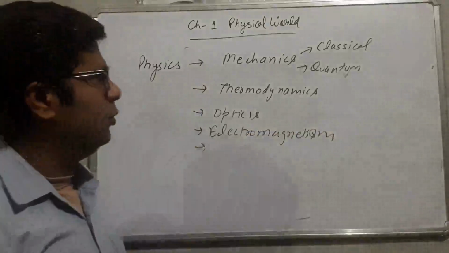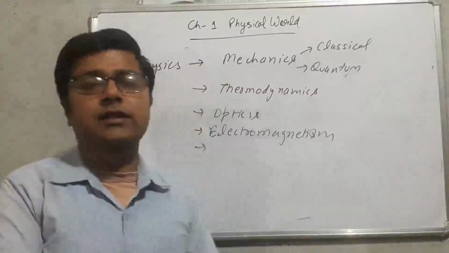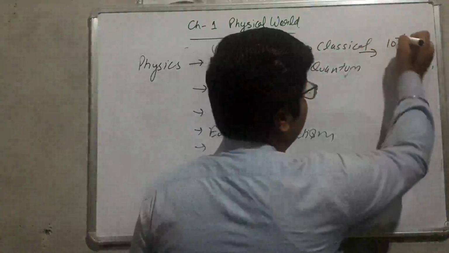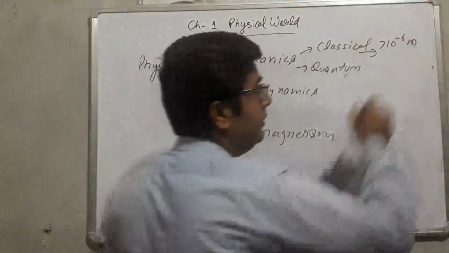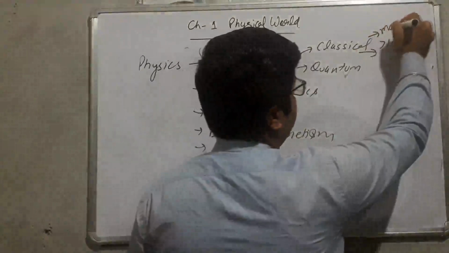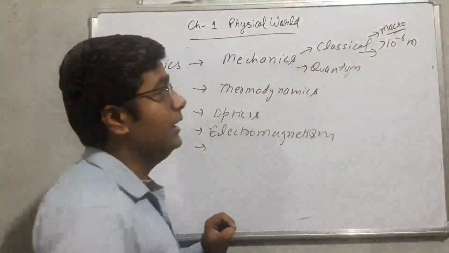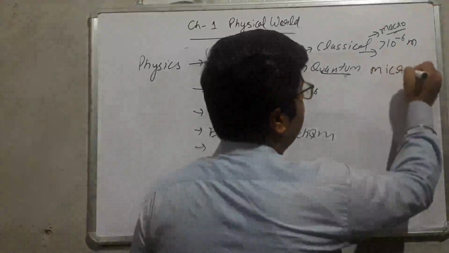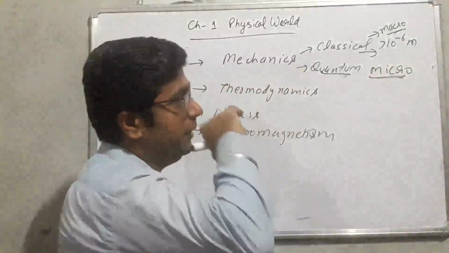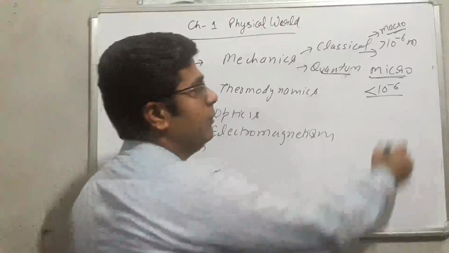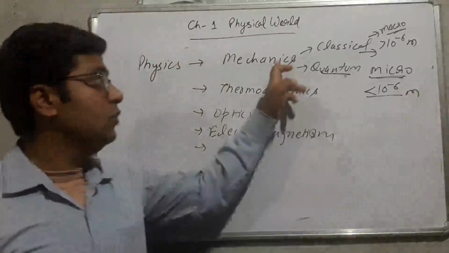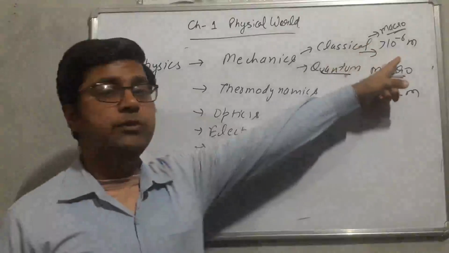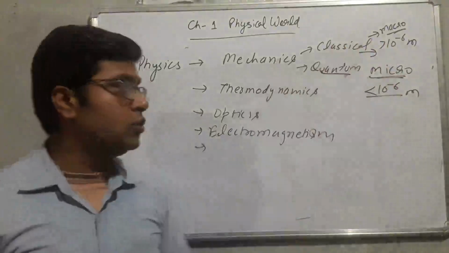Basically, mechanics is that branch of science where we discuss the motion of a body. In classical mechanics we discuss the motion of bodies whose size is greater than 10 raised to the power minus 6 meter, macroscopic objects which can be seen by the naked eye. In quantum mechanics we discuss the motion of objects which cannot be seen by the naked eye, microscopic objects whose size is less than 10 raised to the power minus 6 meter.